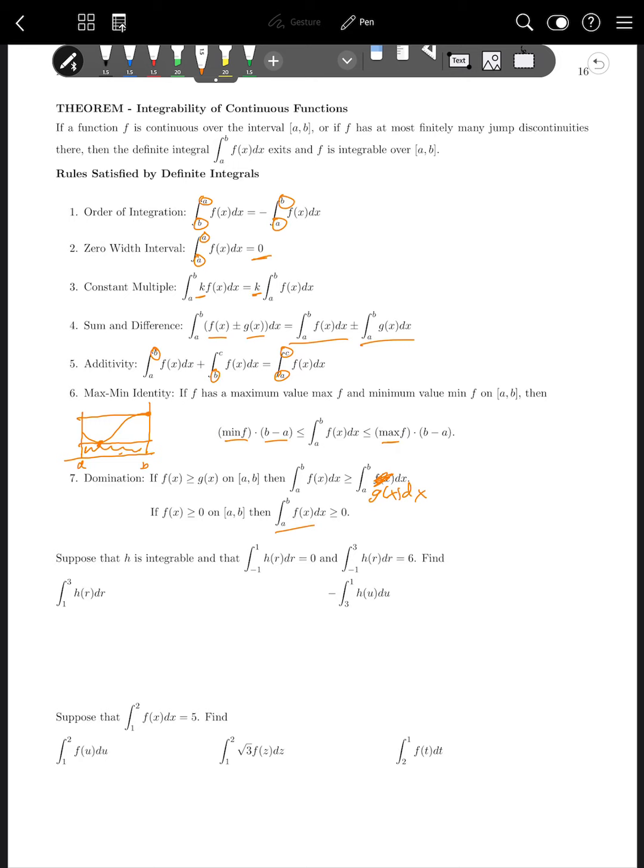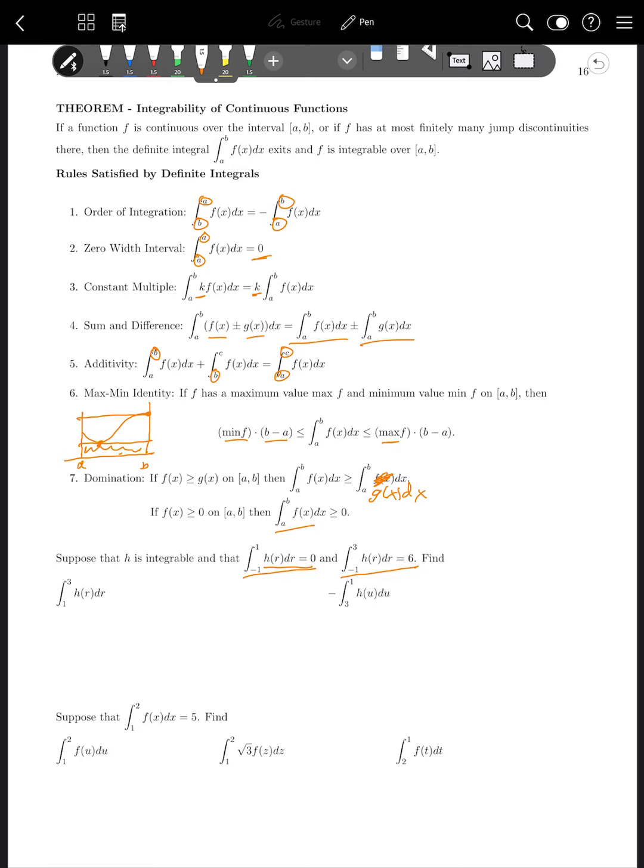Okay, so now what we can do is play around a little bit with these rules without actually knowing the values of functions. For example, here they're telling us what the value of the integral of h of r dr from -1 to 1 is and what it is from -1 to 3. And so then we can try and find some values of different functions here using these rules. So if you look at the first one, we want to know the definite integral from 1 to 3 of h of r dr.